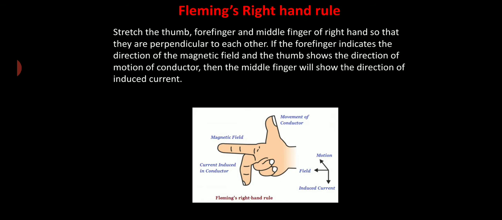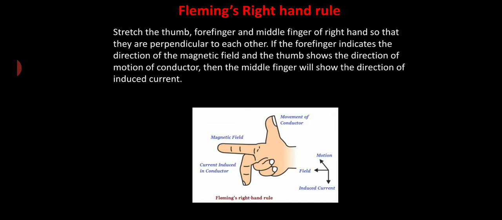So what does it say? Stretch the thumb, forefinger and middle finger of the right hand so that they are perpendicular to each other, as shown in the figure. If the forefinger indicates the direction of the magnetic field and the thumb shows the direction of motion of the conductor, then the middle finger shows the direction of the induced current.